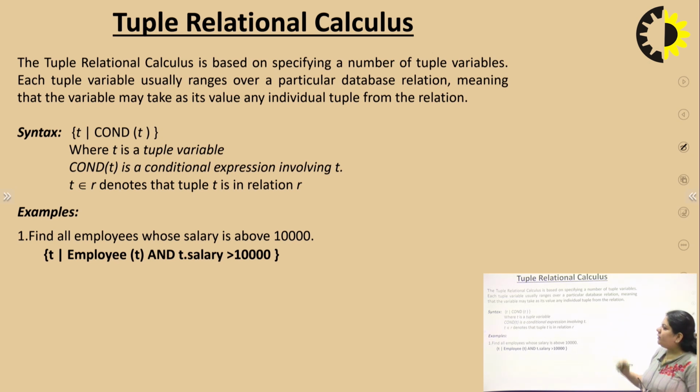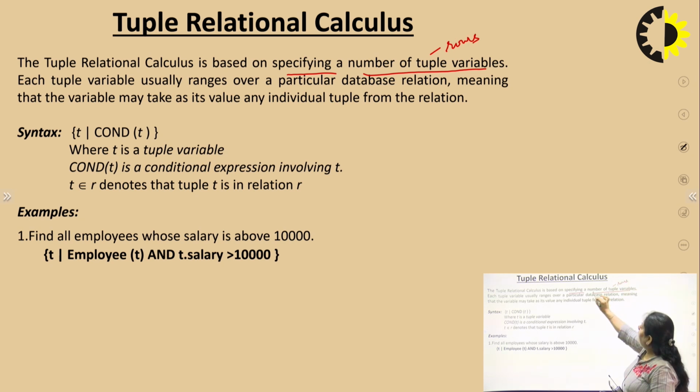Tuple relational calculus is based on specifying a number of tuple variables. That means rows: you have to define the number of rows, how many rows there are, and according to the rows you have to define the variables. You give a variable to a particular row so that you can fetch that row.